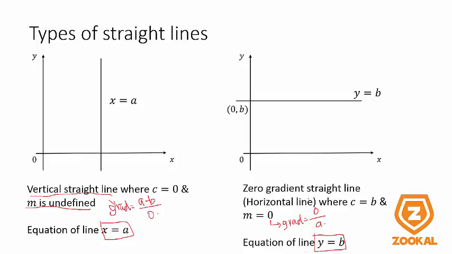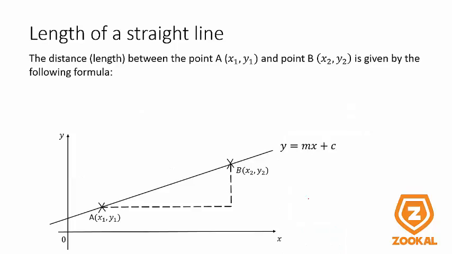Especially because the questions can sometimes be very complicated, it's important to know how it's drawn. Moving on, we need to know how to find the distance of a straight line, which is the length between two points, point A and point B.